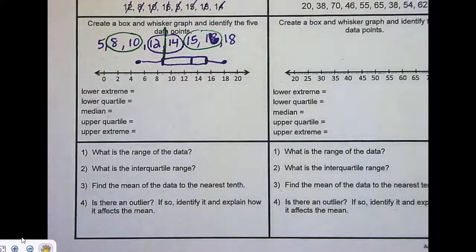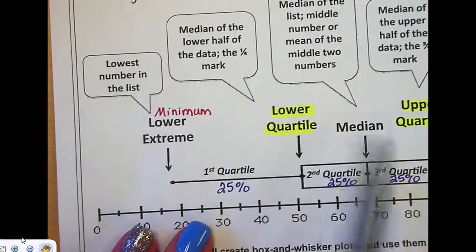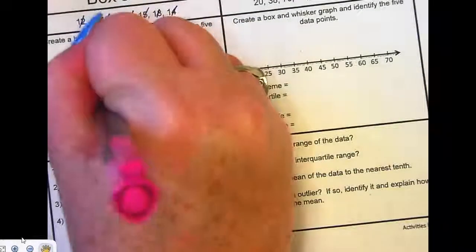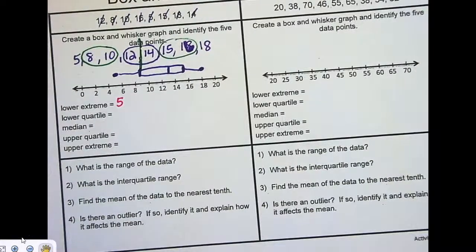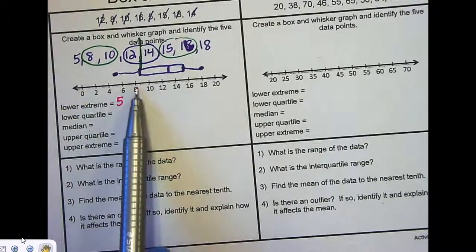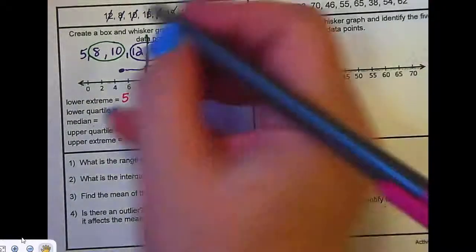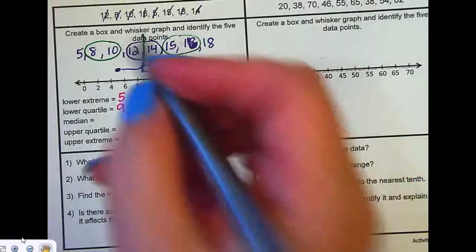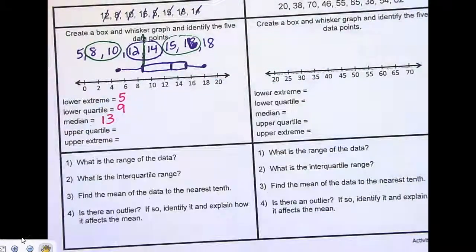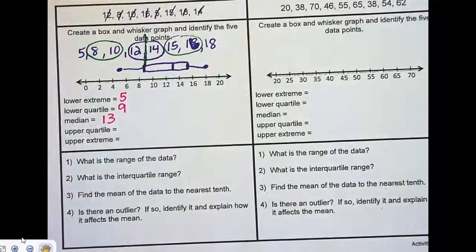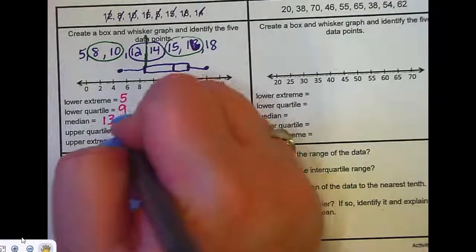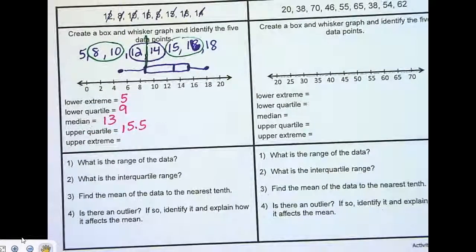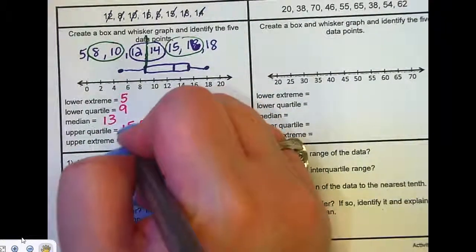Okay, so let's answer some questions. What's our lower extreme? What was our lower extreme? If you don't remember, look down here. 5. Lower quartile. What's our lower quartile? So remember, we found our lower quartile here. So we said, what number is our lower quartile? 9. Our median, what was our median? It was between 12 and 14, so it was 13. Our upper quartile, 15.5. And our upper extreme is 18.